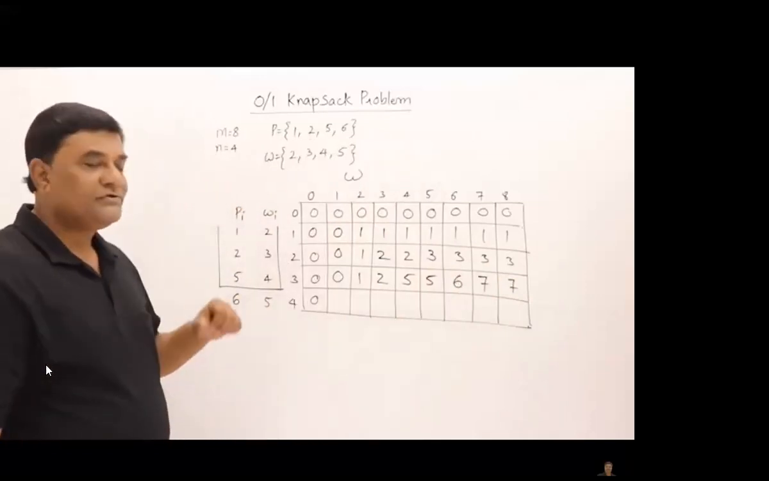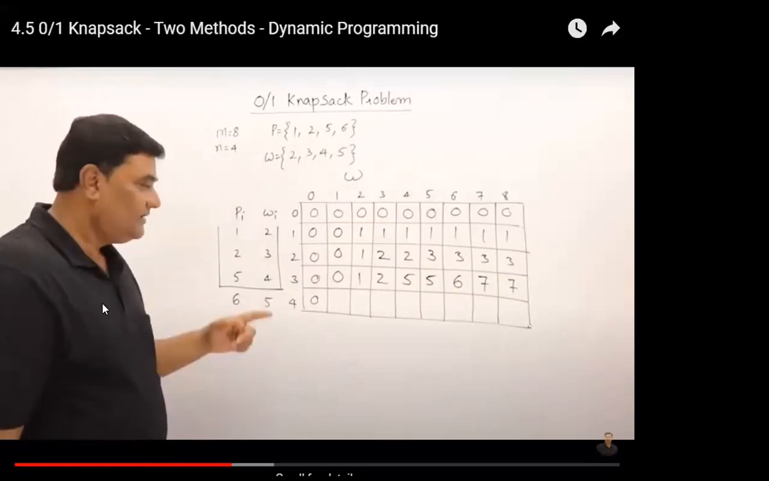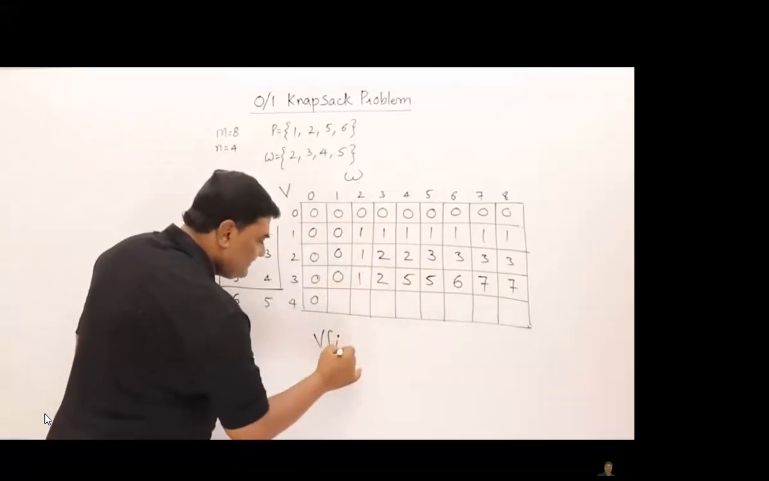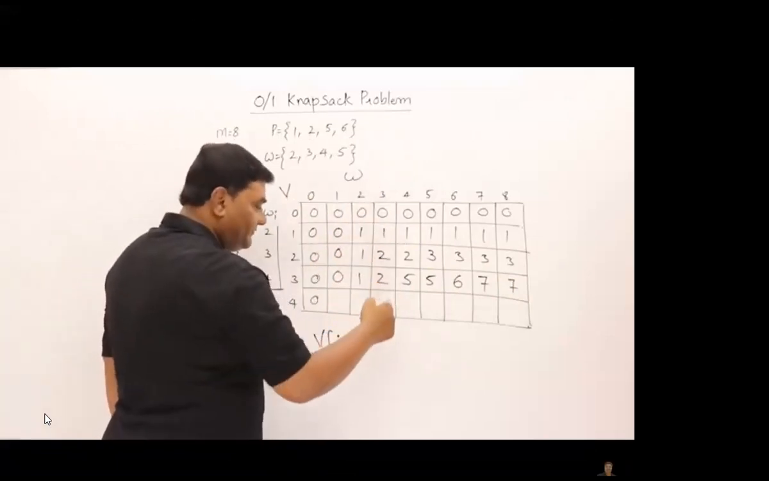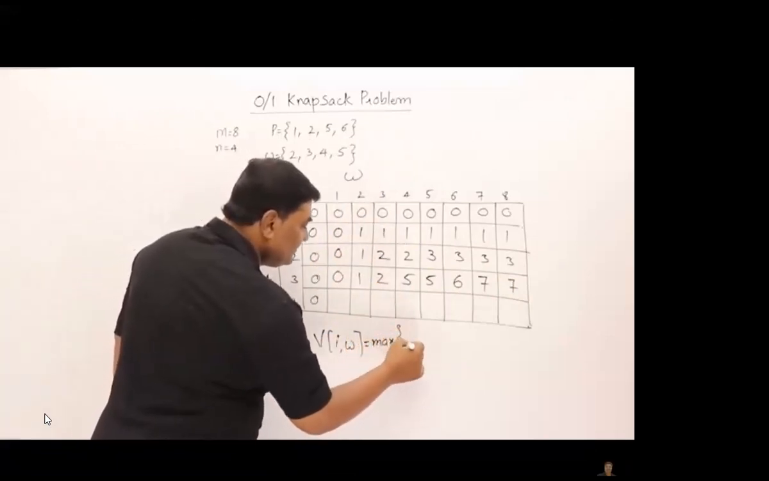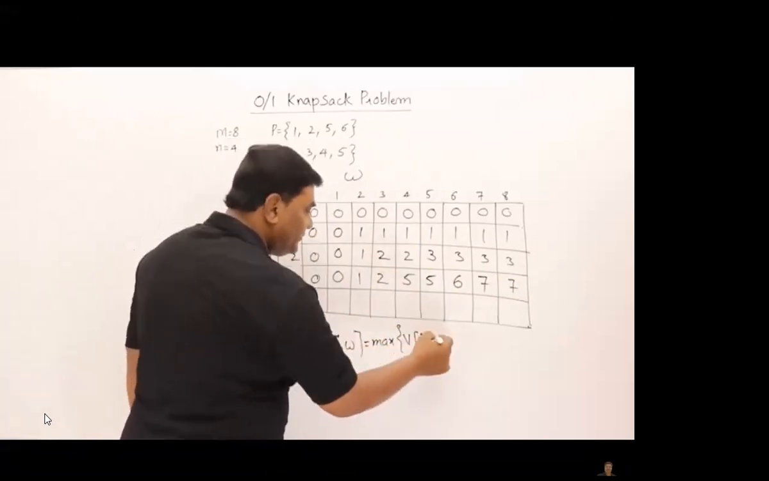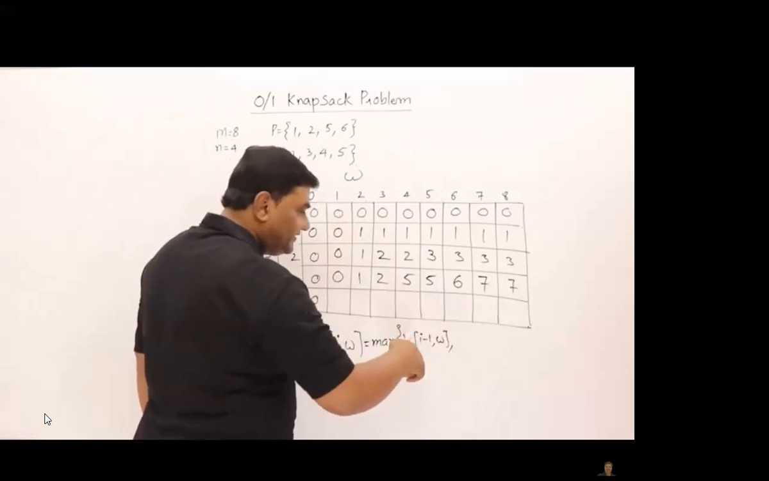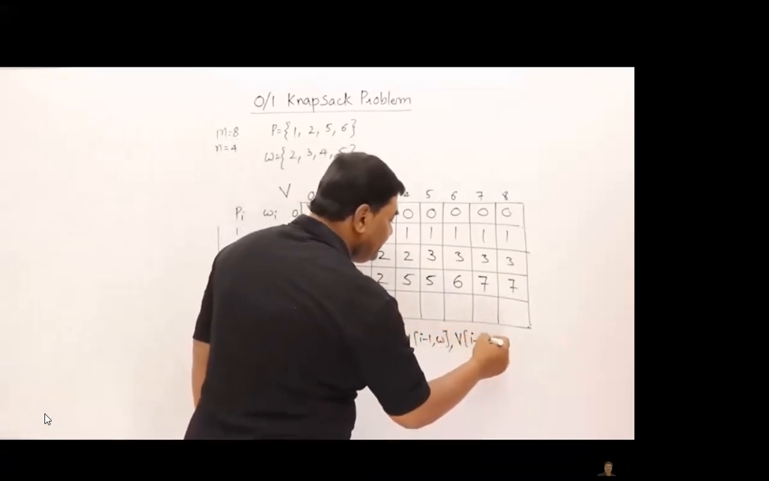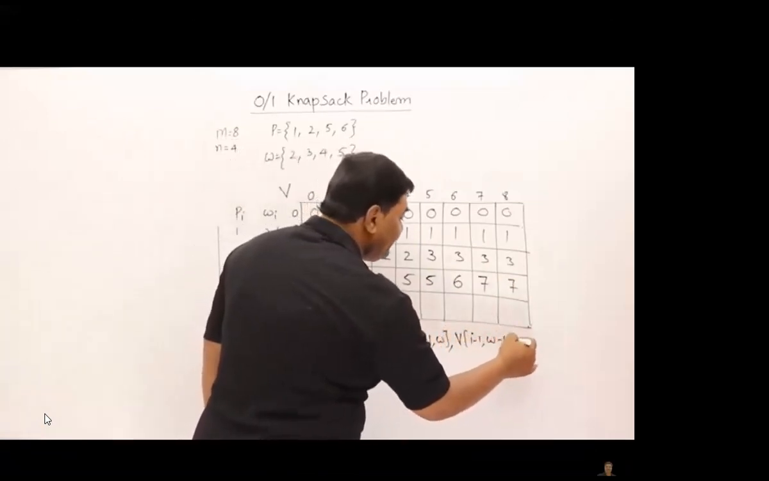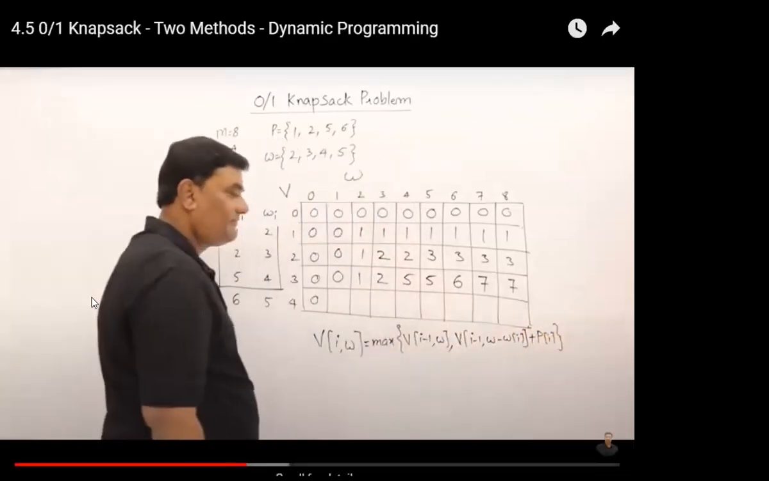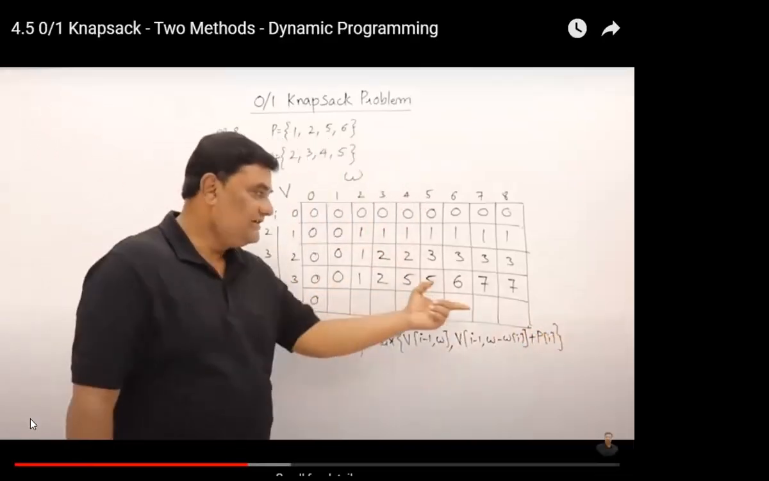Alright, now I will show you the formula, and I will fill the 4th row with that formula. The formula is like this. If I call this table V, then V of I, W, where I is the row number and W is the column number, is the maximum of V of I minus 1, W, that is, from the previous row I should take the same value, or V of I minus 1, comma, W minus Wi, plus Pi, the profit of the object that you are considering. Now let us follow the formula and fill all these.